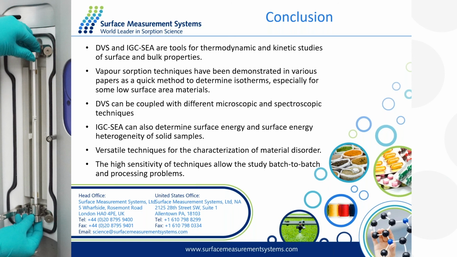And in the case of IGC, it depends on the nature of the sample. For example, for low surface area material, we will use about 100 or 200 milligrams of sample to get enough interactions. But for some porous material, we just need several milligrams, or less than 10 milligrams, to reduce the elution time of the peaks.